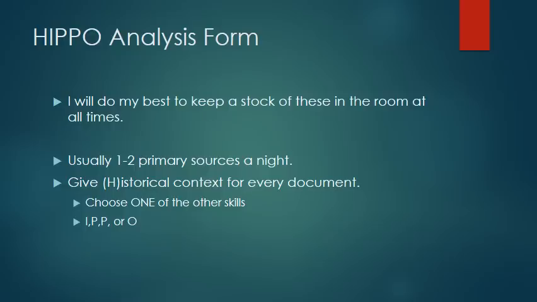So in HIPPO analyzing, you're going to be doing this usually on a nightly basis. There will be typically 1 to 2 primary sources a night, and for every document, you're going to have to give historical context. Okay, so for every document, you must do historical context. You can't get away without that one. Then you're going to choose one of the other skills, whether that be I, P, P, or O: intended audience, purpose, point of view, or outside information.